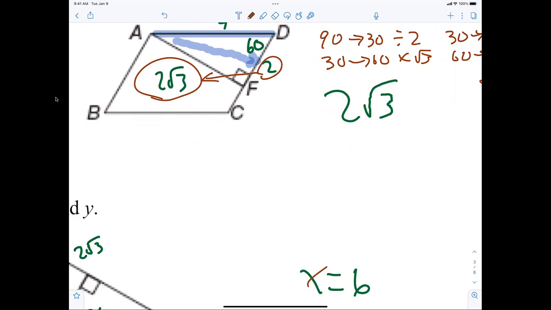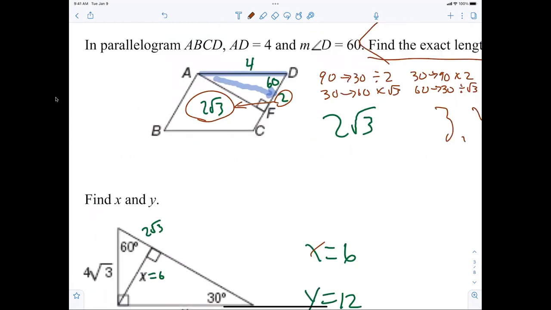And again, some of you used trig on there. I wasn't happy, but you could have said, if this is X, the sine of 60 is equal to X over 4. And then you would have a decimal answer, and it wouldn't be exact. All right.